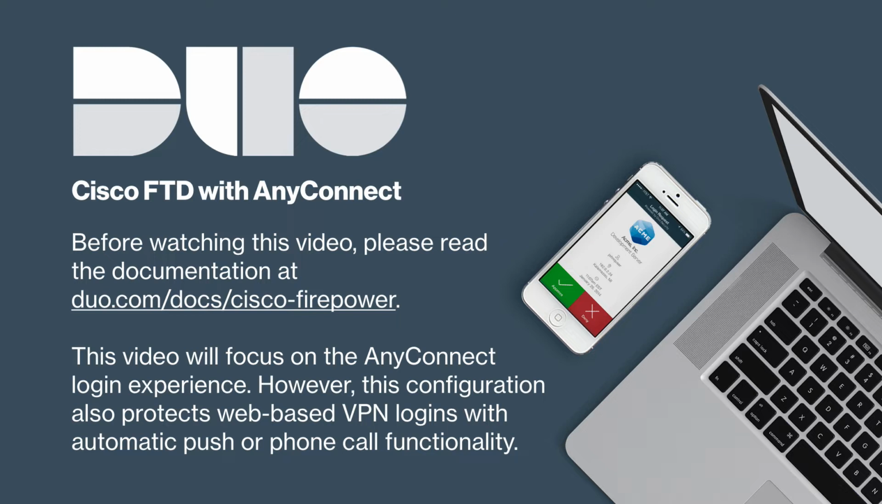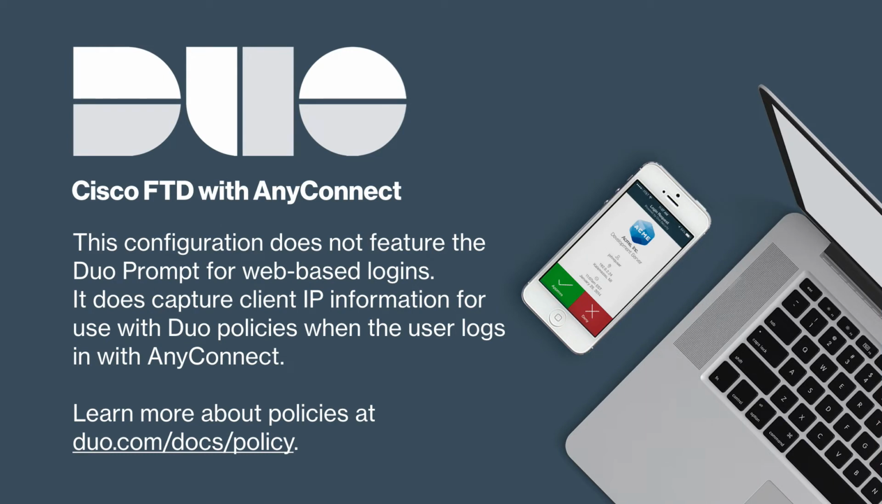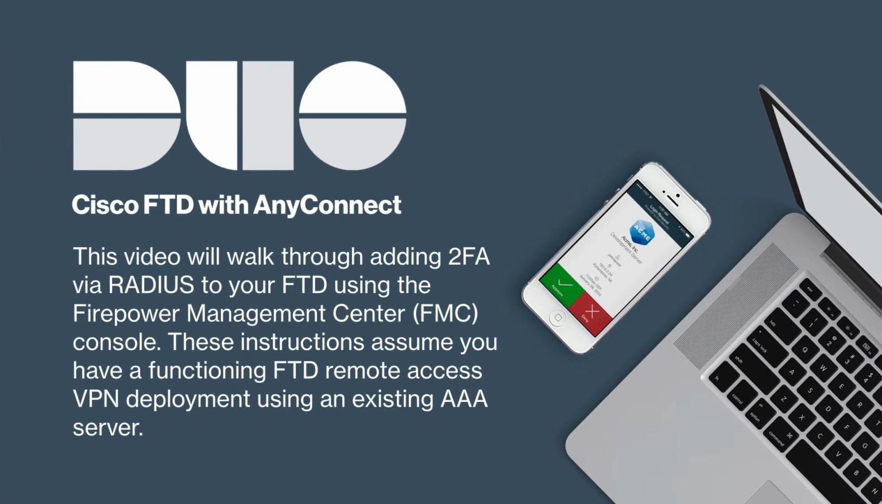using our automatic push or phone call functionality. Duo multi-factor authentication for FTD supports push, phone call, or passcode authentication for AnyConnect desktop, AnyConnect mobile client, or browser VPN connections that use SSL encryption. This configuration does not feature the interactive Duo prompt for web-based logins, but it does capture client IP information for use with Duo policies when the user logs in with AnyConnect. Learn more about policies at duo.com/docs/policy.